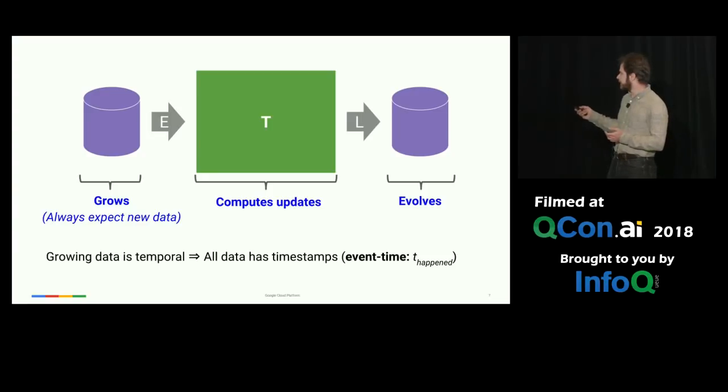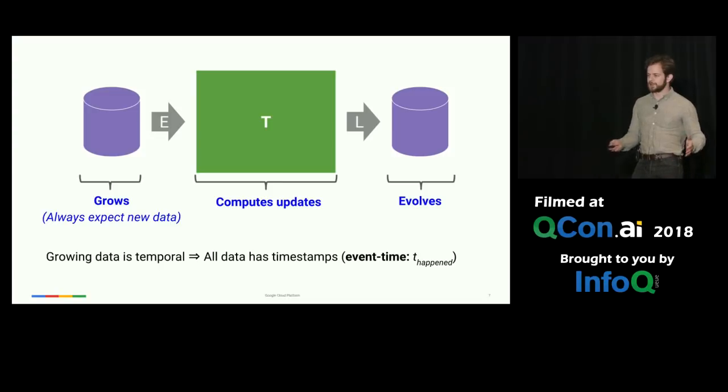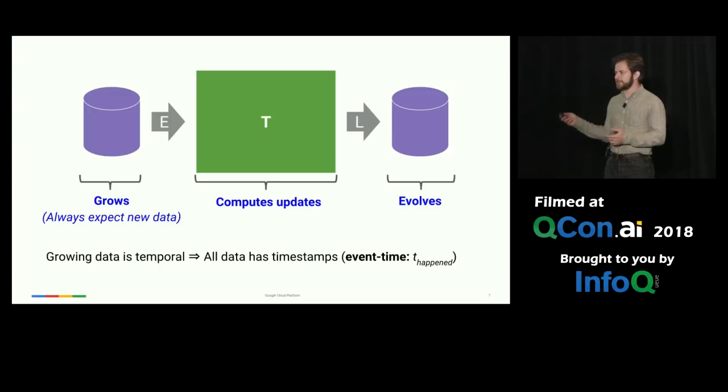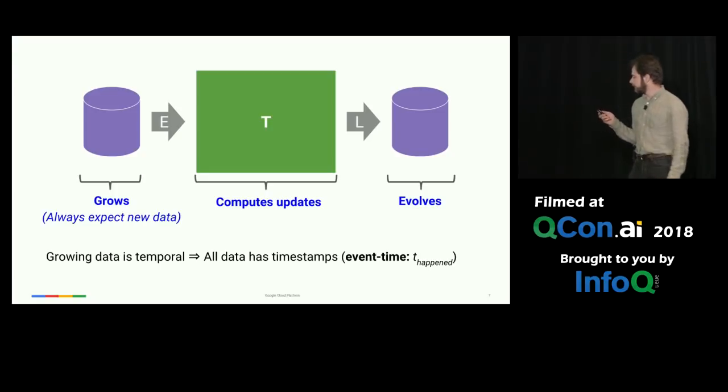As a remark, data that grows is always naturally temporal, so new elements appeared at some point. So all data in Beam has a timestamp, and this is the timestamp when the data logically was created. For example, when the user clicked on the link, as opposed to when this pipeline saw this protobuf that says the user clicked the link. It is really important because it lets you define sensible semantics independent of the execution details.